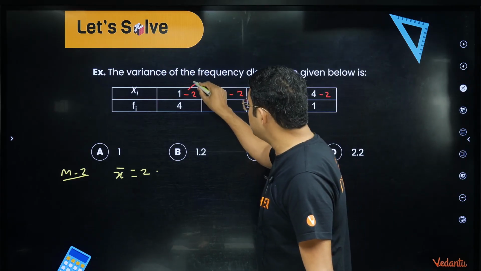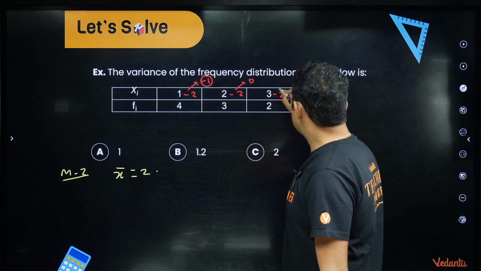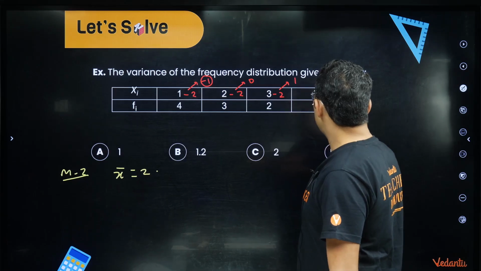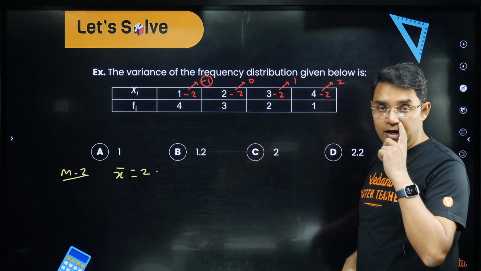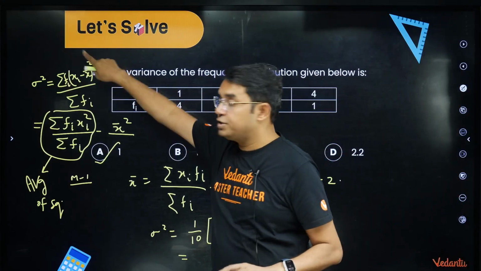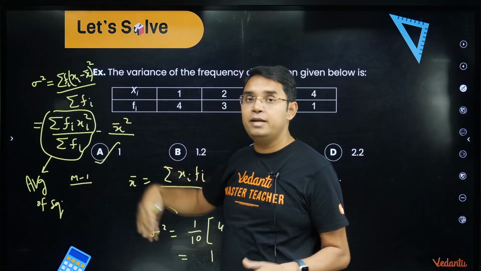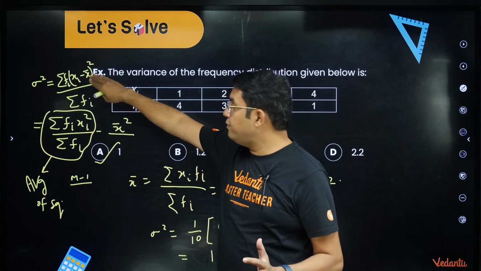This will give you minus 1. Okay, and this will give you 0, this will give you 1 and this will give you 2. And then we can apply that formula. Which formula am I talking about? This formula which we gave in the beginning when we defined the variance. This comes later when we open it.